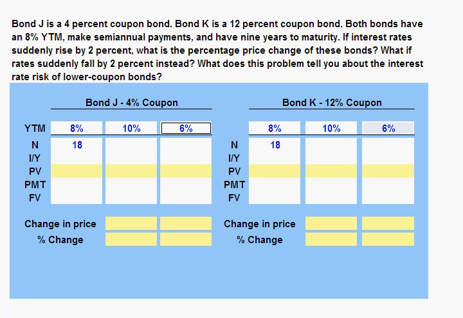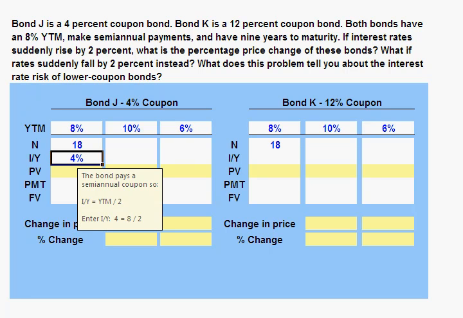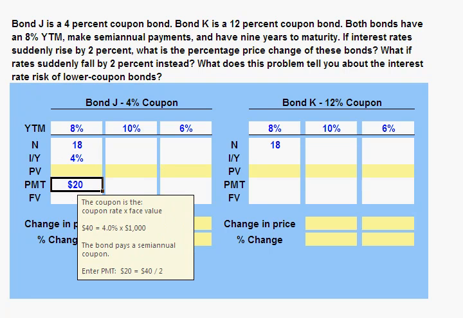Let's begin by solving for the current price of both bond J and bond K. For bond J, we have an 8% yield to maturity. Since the bond makes a semi-annual coupon payment, we need to take the yield to maturity, divide it by 2, and enter 4 for the interest rate. The payment on a 4% coupon bond is $40 per year. Since it pays a semi-annual coupon, we'll take the $40 and divide it by 2, enter 20 for the payment.